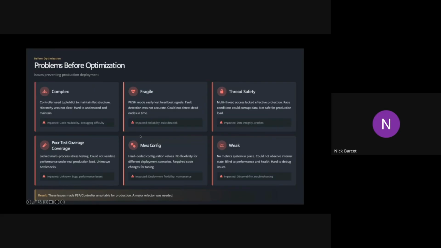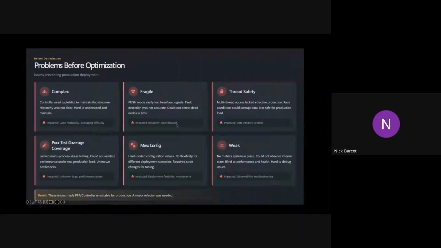The third problem was thread-safety issues. Multi-threaded access lacked effective protection. Race conditions could corrupt data. This was unsafe for production workloads. The fourth problem was insufficient test coverage. There was no multi-process stress testing, making it impossible to validate performance under real production loads, and bottlenecks were unknown.